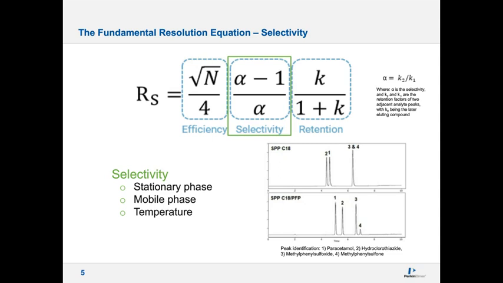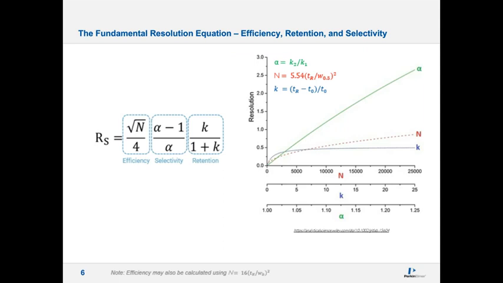An increase in alpha can result in greater resolution, sometimes in a similar amount of time, and with the same or changed elution order. Variables which affect selectivity include the stationary phase and the mobile phase, which I'll go into in a bit more detail on in a few slides' time. And as a quick example, this slide shows a C18 and a C18 PFP column run under the same conditions, which demonstrates a change in elution order and no coelution on C18 PFP.